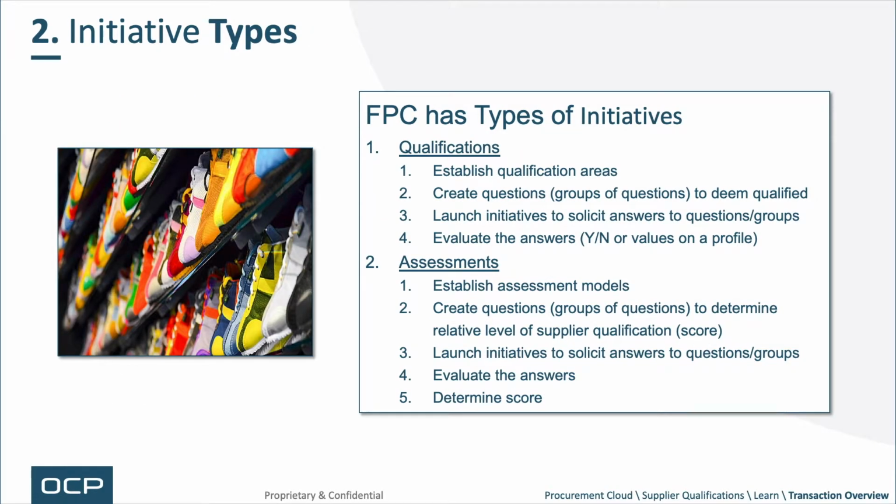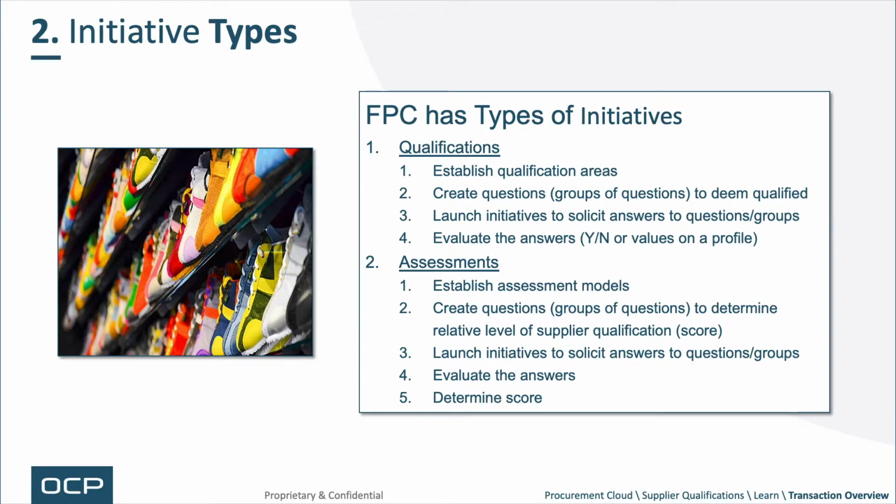Okay, so different types of initiatives. We've already talked a little bit and probably have a clue that there are two main types, qualifications and assessments. So let's talk about each. With qualifications, you establish areas, you create questions, you launch those questions in initiatives to get the questions and answers in self-service, and then somebody evaluates them when they come back.